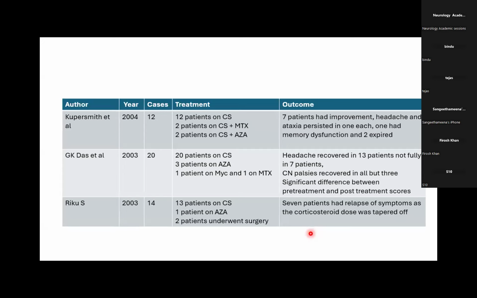There is a Smith et al. study, a US study done in 2004. It is a retrospective study. They checked 12 cases. All 12 patients were on corticosteroids, 2 patients were on corticosteroids with methotrexate, and 2 patients were on corticosteroids with azathioprine. 7 patients had improvement. Headache and ataxia persisted in 1 each, 1 had memory dysfunction, and 2 expired.